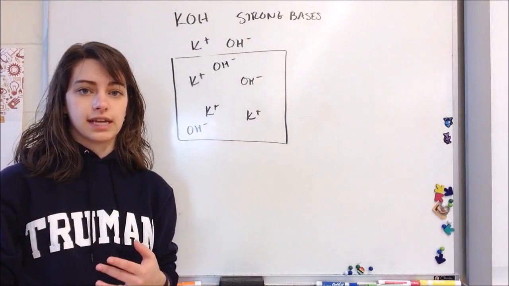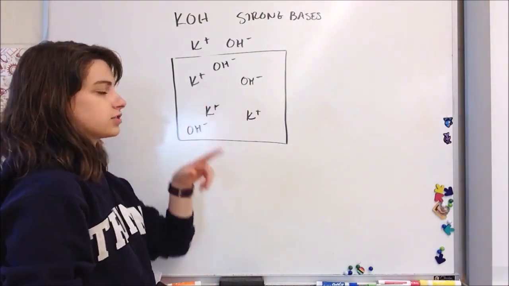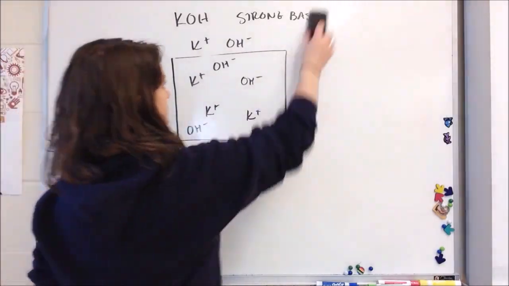Now, if I was given this particle diagram, I would know that it's a strong base because it completely dissociates. I don't see any of the original compound. And I also see OH minus, or hydroxide ions, so that tells me it's a base. Let's do one more example.